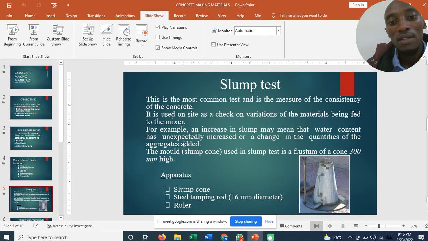The slump test is the most common test, and it is a measure of the consistency of the concrete. It is used on site as a check on variation of materials being fed to the mixer. For example, an increase in slump may mean that the water content has unexpectedly increased or there is a change in quantities of aggregate added. The mold or slump cone used in slump tests is a frustum of a cone 300 millimeters high. And you can see the apparatus there.